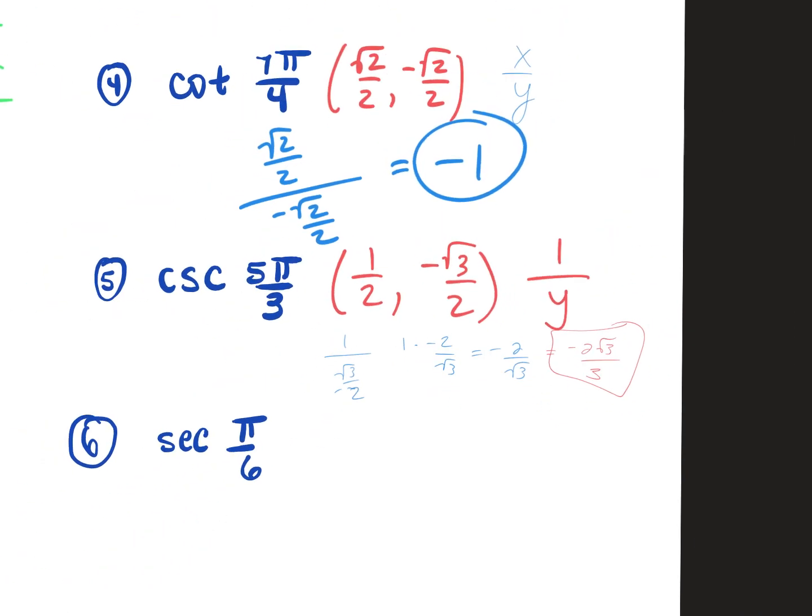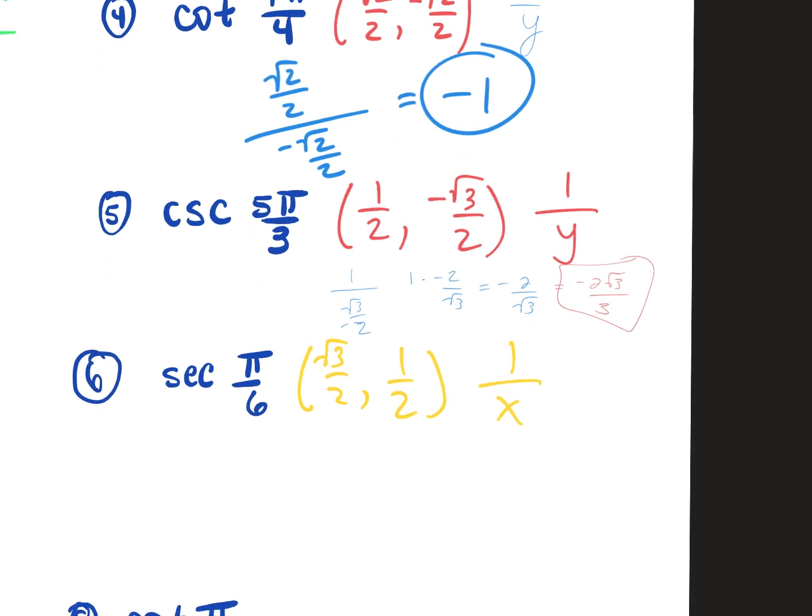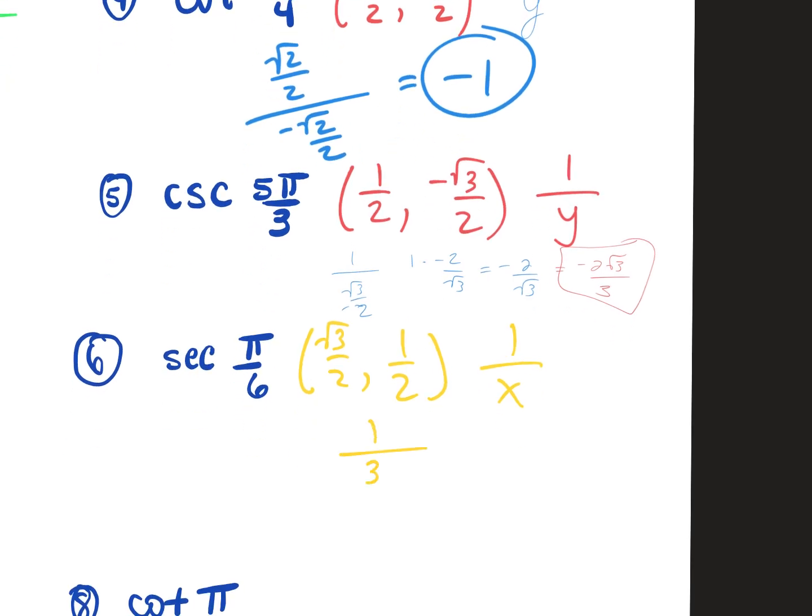All right. Secant of pi over 6. What is the ordered pair at pi over 6? Square root of 3 over 2, comma 1/2. All right, secant. What does secant go with? What value? It's 1 over x. What do you guys notice about this one? It's the same as the one we just did, isn't it? Just a different sign. So this is going to be 2 square root of 3 over 3.